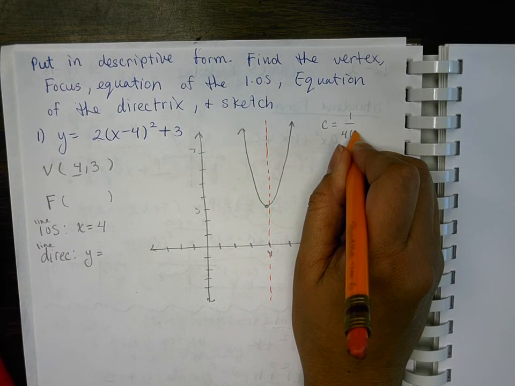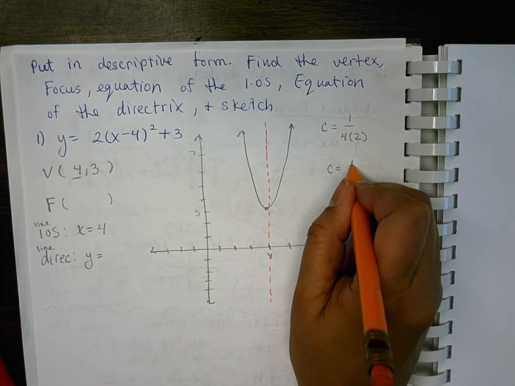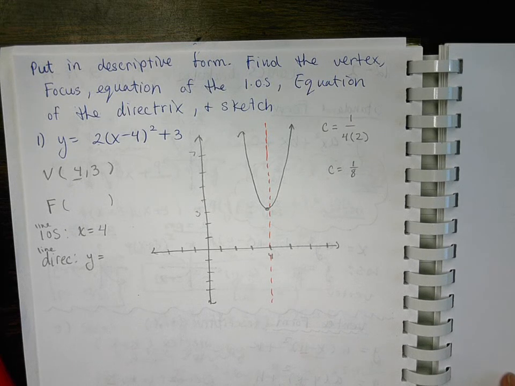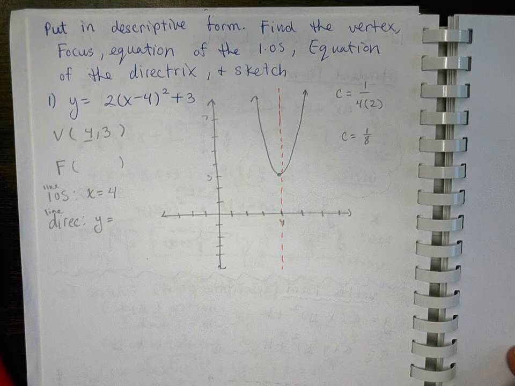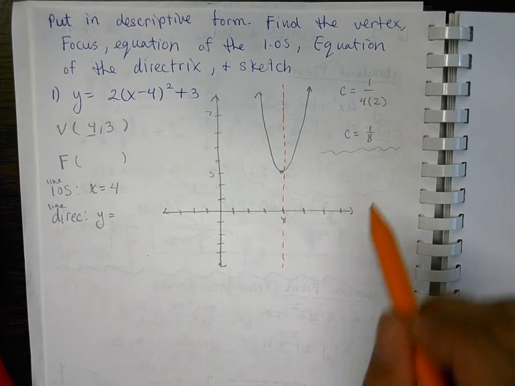2, which is 1 over 8. Okay. Questions, yes or no? All right, here is where you really need to put your thinking caps on. It's not hard, but it can get confusing if you're not paying attention.